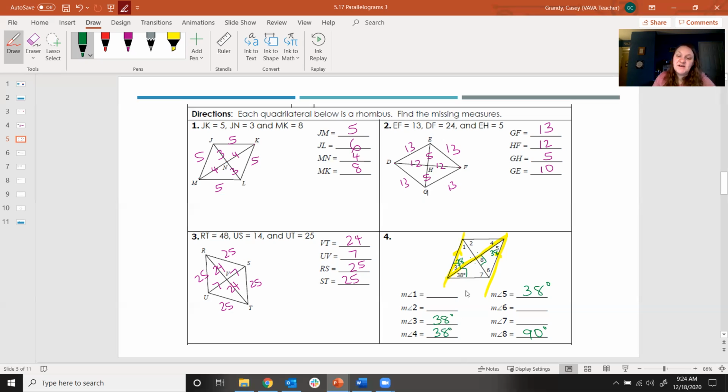So now I just need to find angles 1, 2, 6, and 7. So what I can do now is I can look at these as if they're triangles. So we know that angle 8 is 90. We know angle 5 is 38. Let's find angle 6. Do you see the triangle here? Okay, that was ugly. Let me try that again.